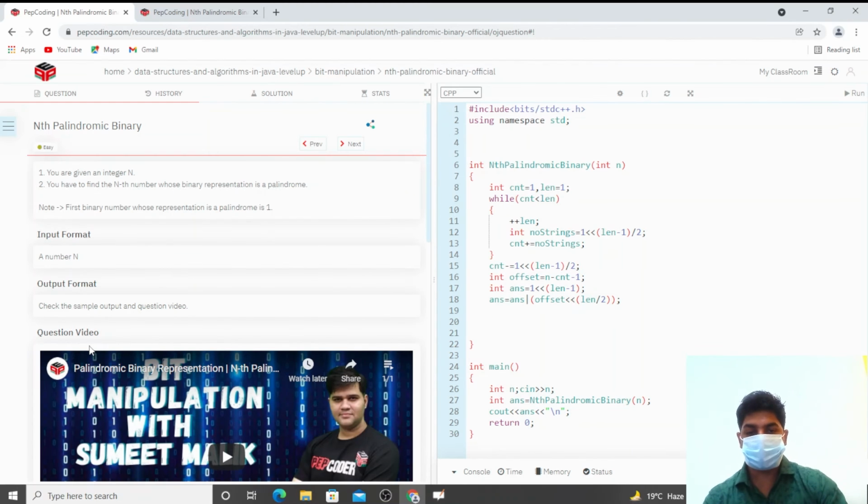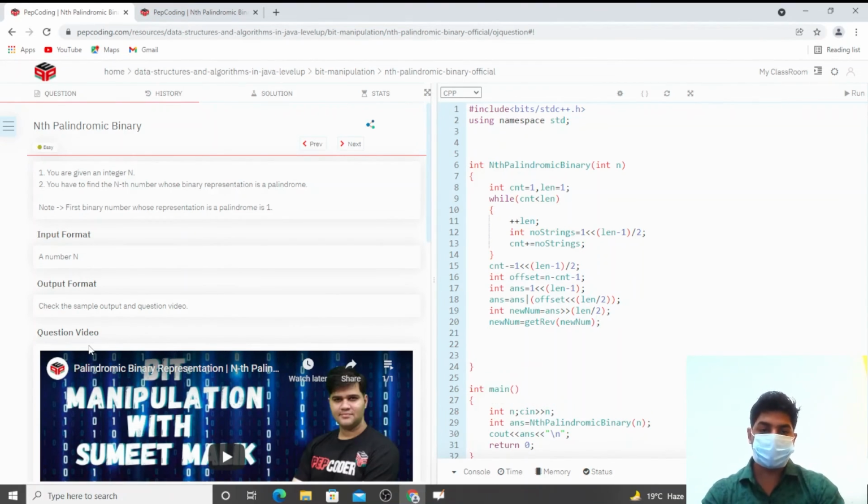So let's do that. Let's make a new number, integer new number equals answer right shift of length divided by 2. Now new number equals get reverse of new number. After that, answer equals answer OR new number. Finally, we will return answer. Okay, now let's write the logic for the reverse function.